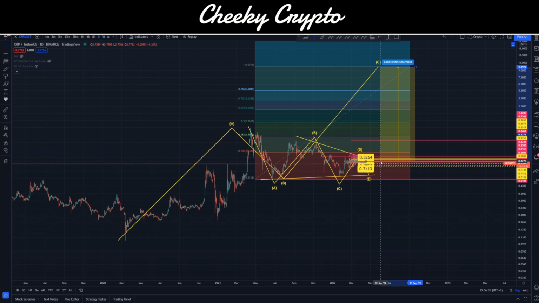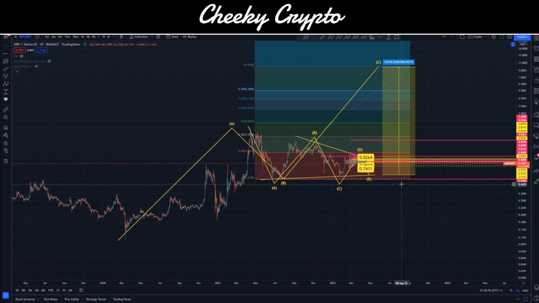If I pull this up to the current price, I think we're hovering around 77 cents. So if I were to put that about here, it's about 11.7x, 1170%. But I think by the time we actually pull this all the way down into an E wave low, we are talking about 16x on XRP. So ultimately we're looking pretty good long term.